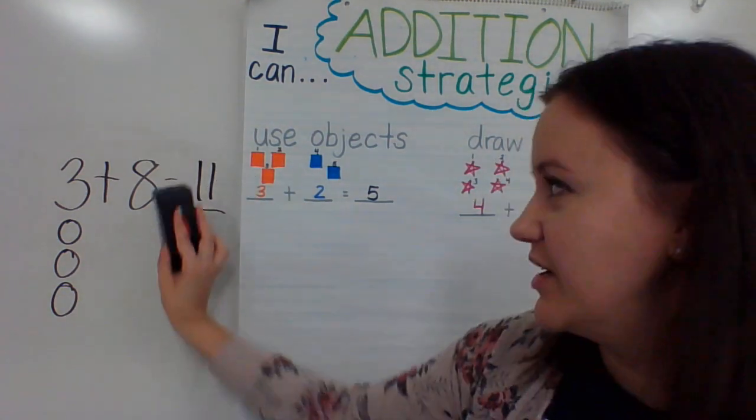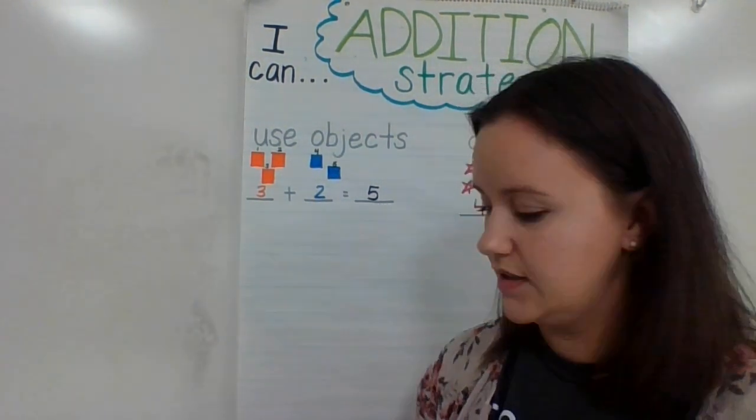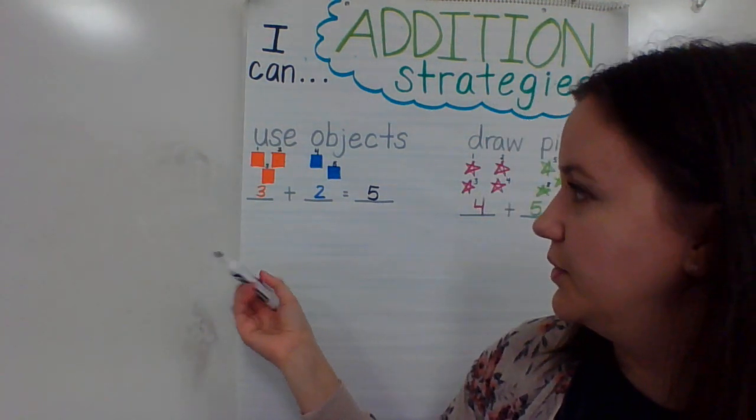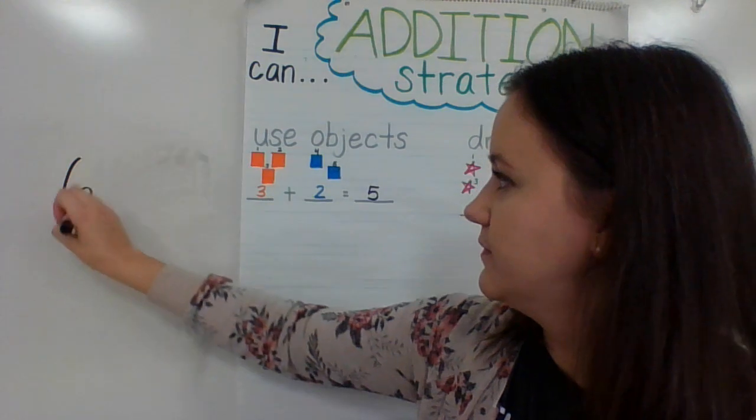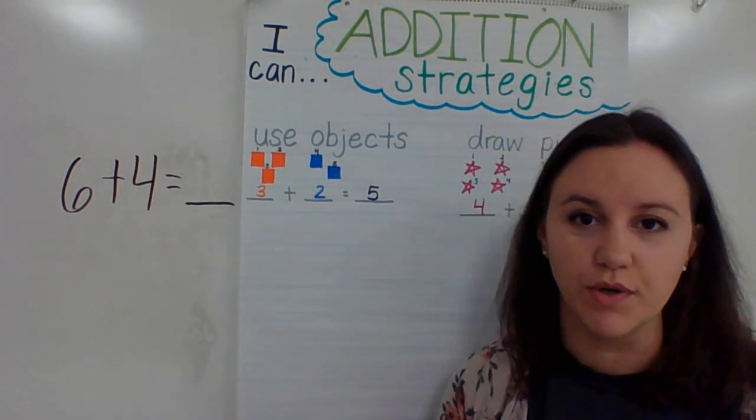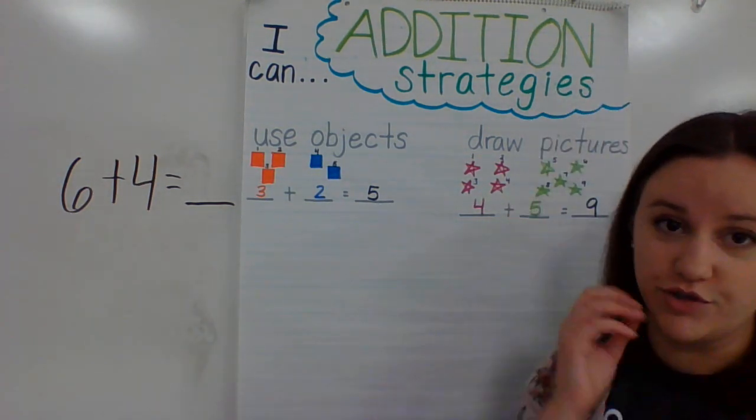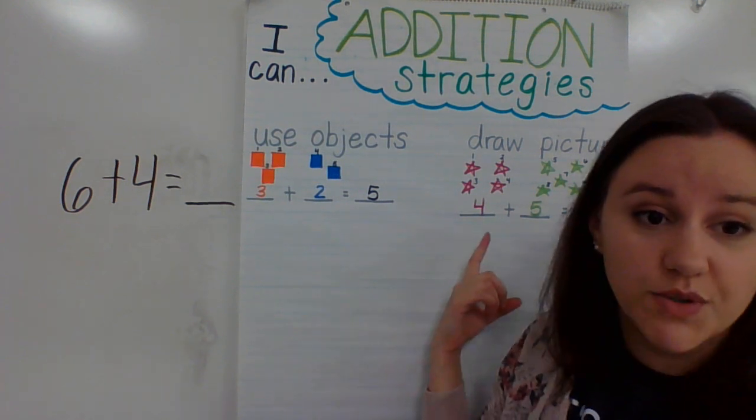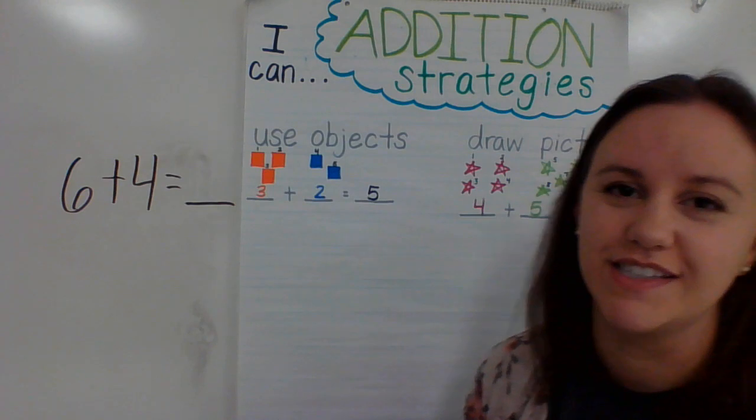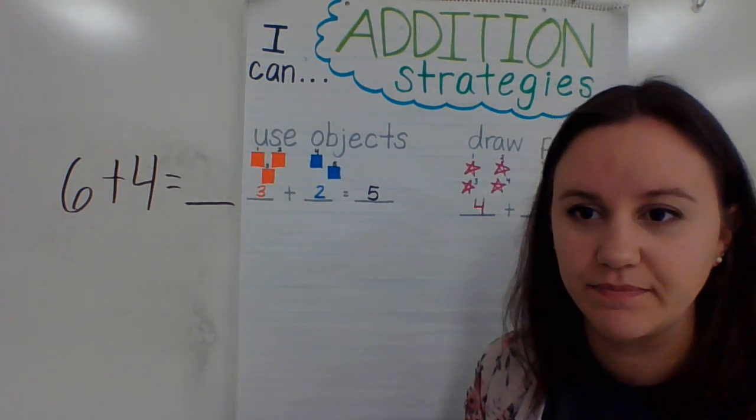So I'm going to do one up here, and I want you to try it this time. Try drawing it with pictures. Let's do 6 plus 4. So you pause the video, see if you can solve 6 plus 4 using the draw pictures strategy. Now, when you're done doing this strategy, you might think this isn't really the one for me, but I still want you to practice it just to see if it's a good one for you. So pause the video, try 6 plus 4.